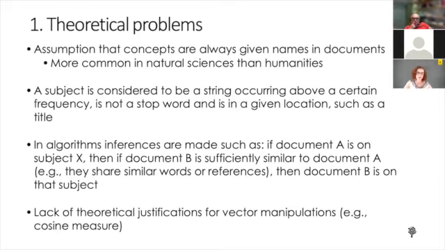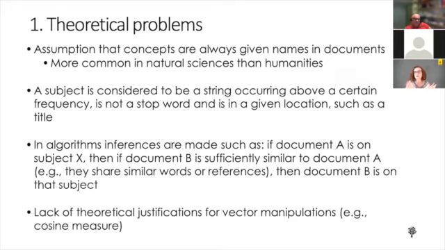Also, in algorithms, inferences are made such as if document A is on a subject X, then if document B is sufficiently similar to document A, for example, based on a comparison in machine learning, or if they share similar words or references identified in some other way, then document B is also on that subject. When we talk about machine learning, we represent documents and the target index terms as vectors in a mathematical vector space model.